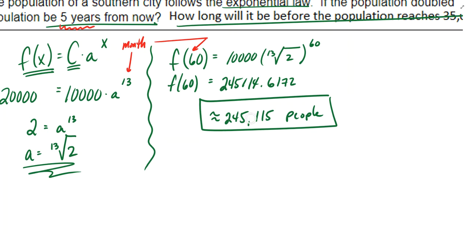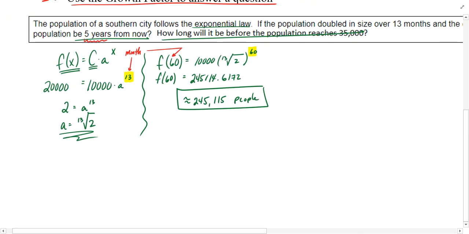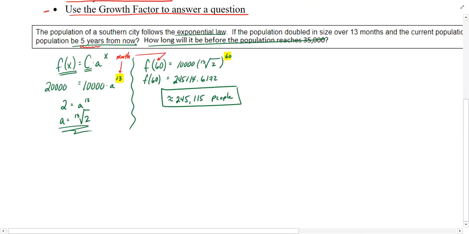Now, if this answer seems pretty large to you, hopefully you're not too surprised by it. It certainly is a lot larger than the population began originally, but let's keep in mind that the population doubles almost every year, every 13 months. So in 60 months' time, in 5 years, the population doubles 4 or a little bit more than 4 times. So if we had 10,000 and doubled it, and then doubled it and doubled it 4 times, that's where this notion of 245,000 comes from. So this population is growing extremely fast.